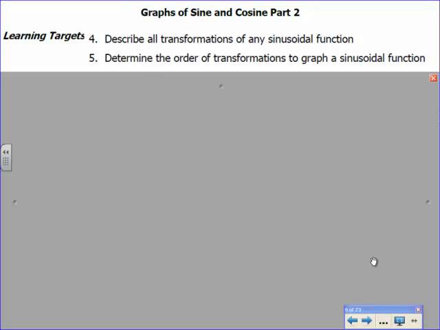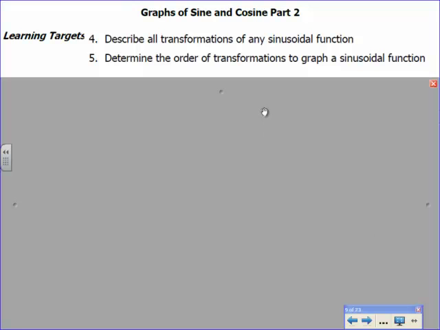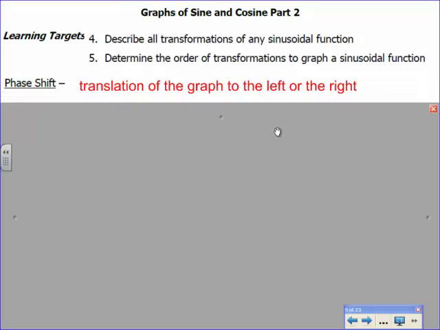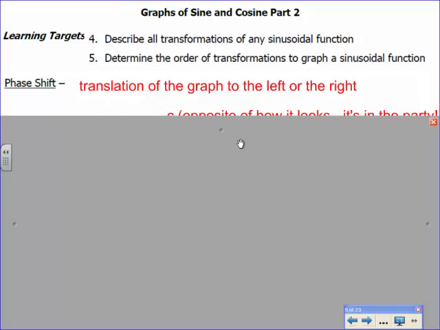In Part 2 of these notes, we learn learning targets 4 and 5, describing all the transformations of a sinusoid and determining the order in which they occur. Okay, so there's only one more transformation that we have to talk about, and that is phase shift, translation to the left or the right. So we had been calling that horizontal shift before. These phases are just the way we describe it for sinusoidal shift. I will accept either vocab, phase or horizontal.